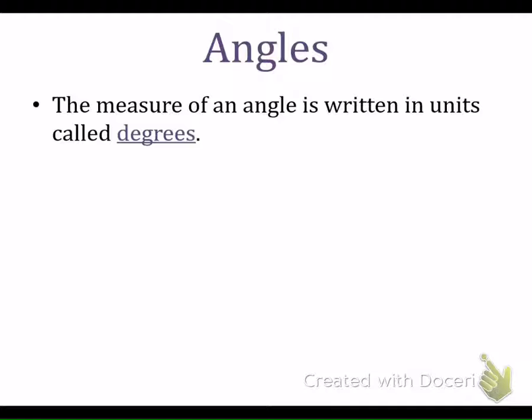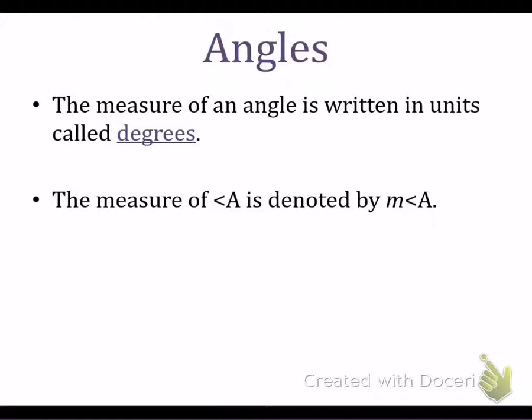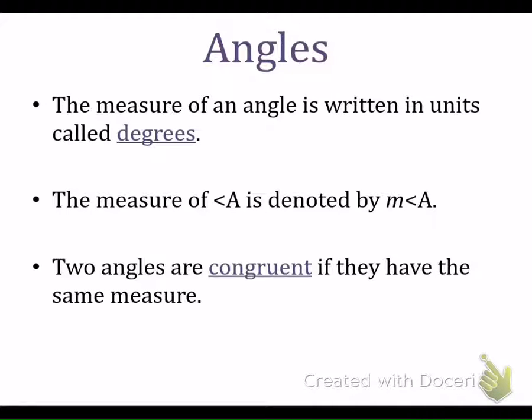The measure of an angle is written in units called degrees. If we're talking about the measure of angle A, you'll see a lowercase m, usually in italics, then the angle symbol, then the A. So if you see measure of angle A, your answer should be a degree measure. And we learned about congruent segments yesterday. Congruent angles are the same idea. They're just 2 angles with the same measure.